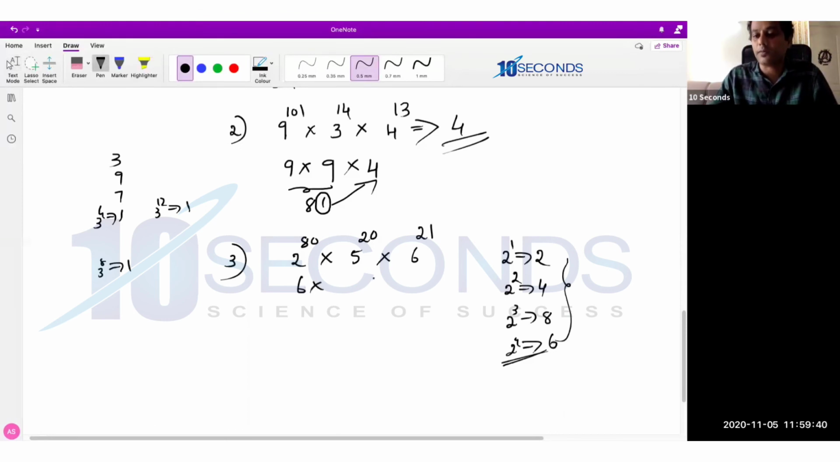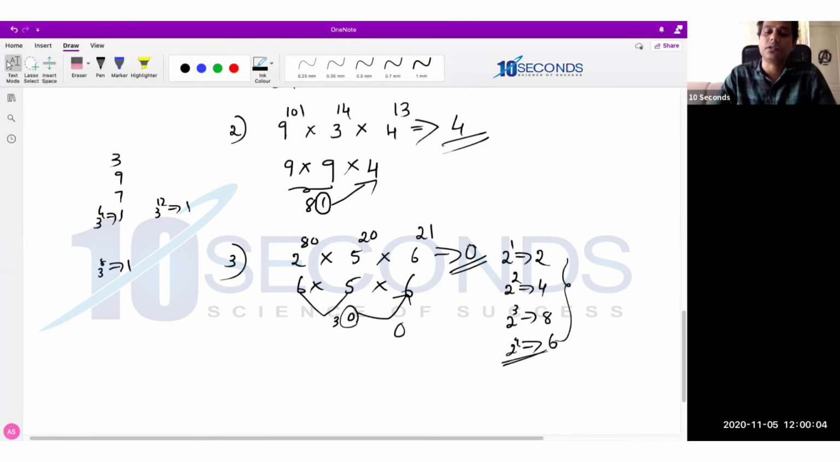5 power 1 is 5. 5 power 2, 25, ends with 5. 5 power 3, 125, ends with 5. It is always 5. 6 power 1 is 6. 6 into 6, 36, ends with 6. Always 6. 6 fives are 30. 30 ends with 0. 0 into 6 ends with 0. Finally, the answer ends with 0. So the final digit of the product is 0.